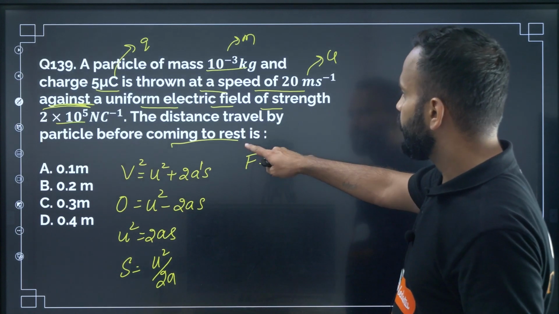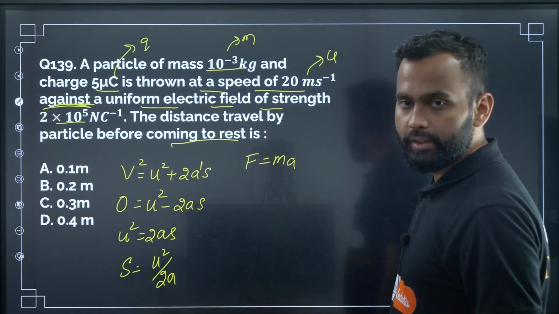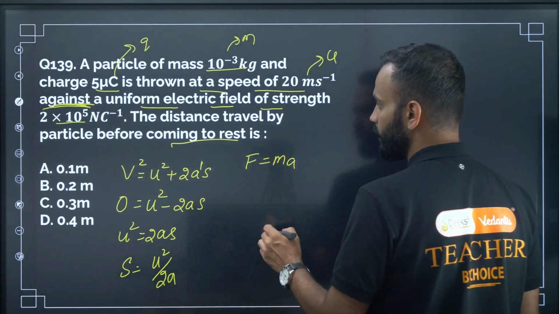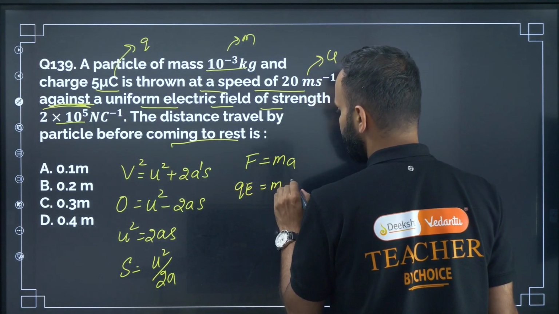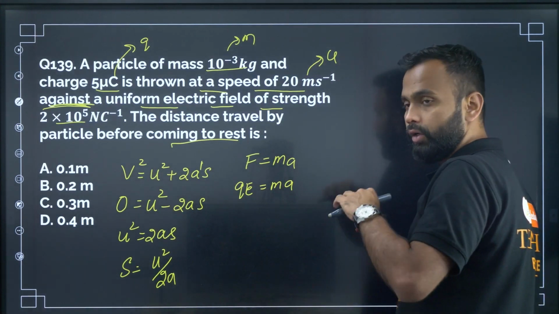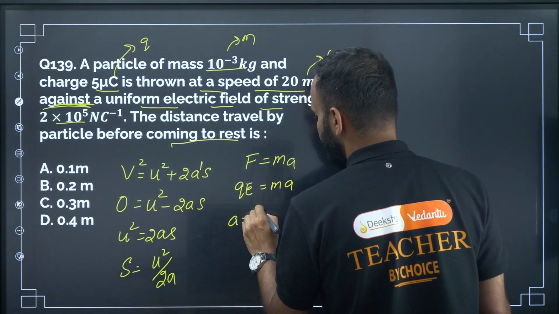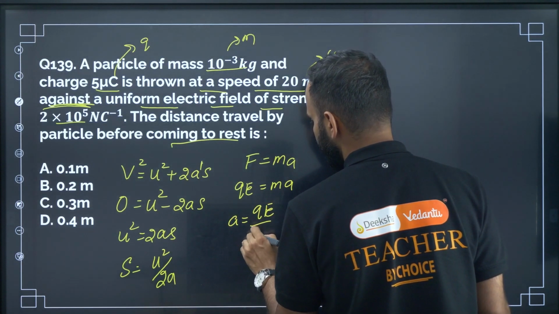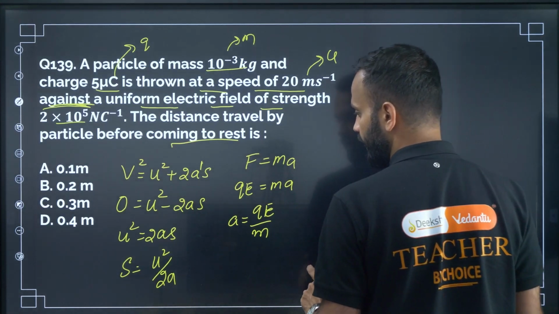So in this case F is the electric force experienced by the charged particle. The electric force is Q into E, which equals M into A. Here A is retardation, or decreasing acceleration. Now A equals QE divided by M, so A equals Q into E divided by M.